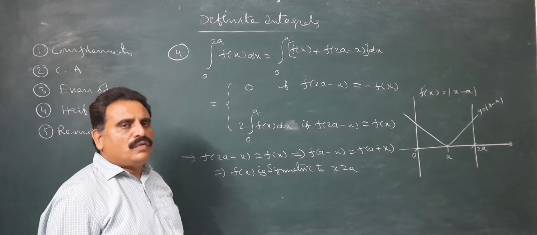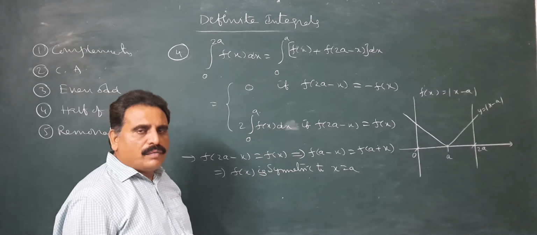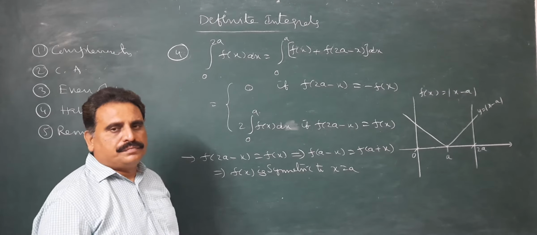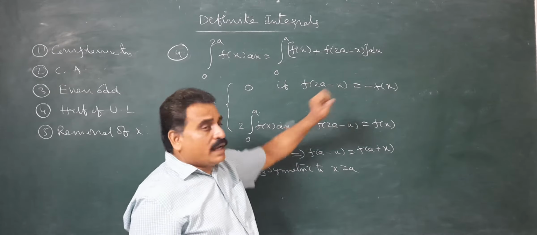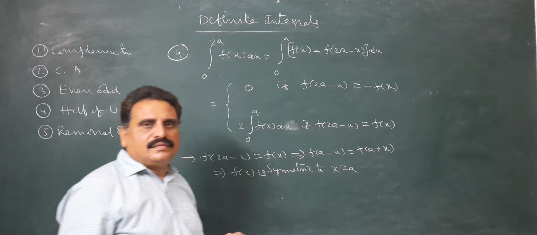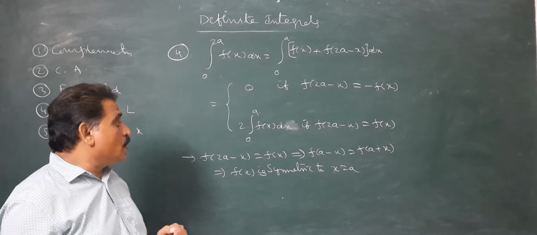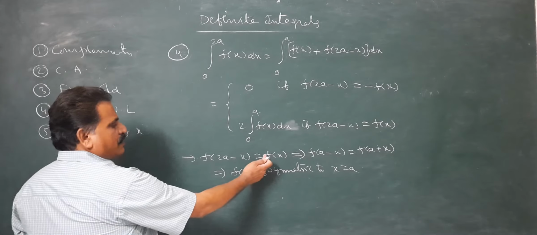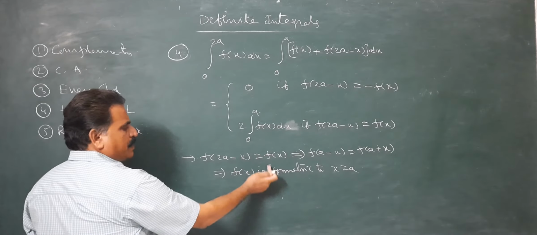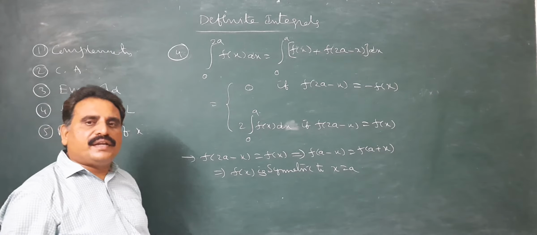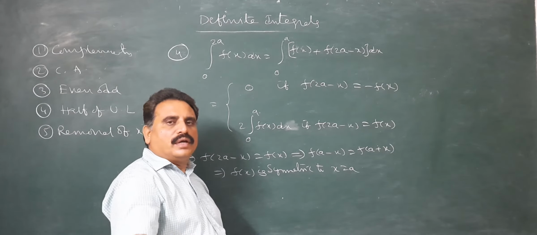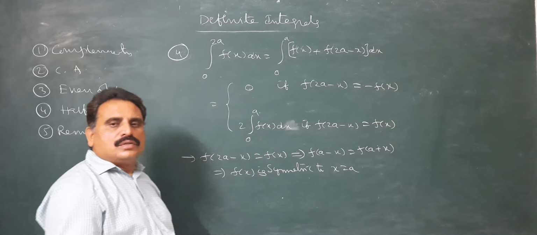It is a very useful formula, very important formula in competitive exams. f of 2a minus x equal to minus f of x, in that case, the function is skew symmetric. If f of x is happens, the function is symmetric. Minus f of x is happened, skew symmetric to x equal to a.